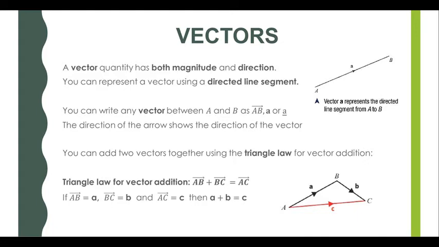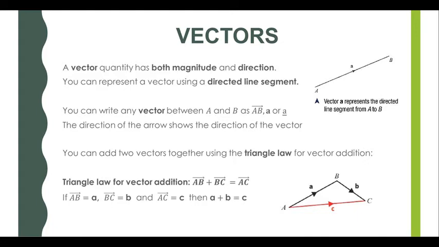We can write any vector in different ways. So the vector between A and B can be written as AB with an arrow to show the direction is from A to B. It can be written as a bold A or an underlined A. The direction of the arrow shows us the direction of the vector.